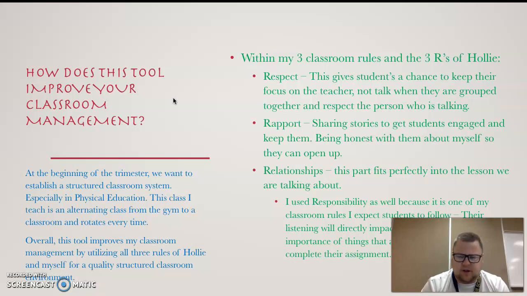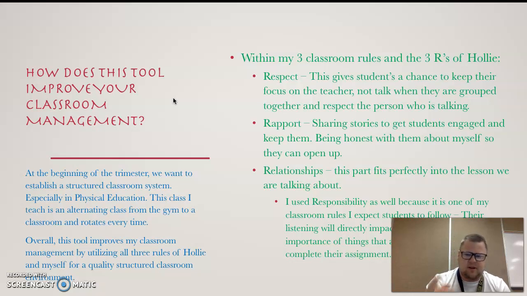And this is a class that alternates from the PE in the gym to the classroom every other day. So one day they're in the gym, one day they're in the classroom, one day in the gym and the classroom. So it's one of those things we want to establish that structure, because it's only our second time in here. And so having them sit in their assigned spots and talk to them and give them a structured thing is a big thing. And I think overall, this tool improves my classroom management by utilizing the 3 rules of Holly. I know we talked about those before, and mine are very similar to Holly, which I think is crazy great, but it's awesome.